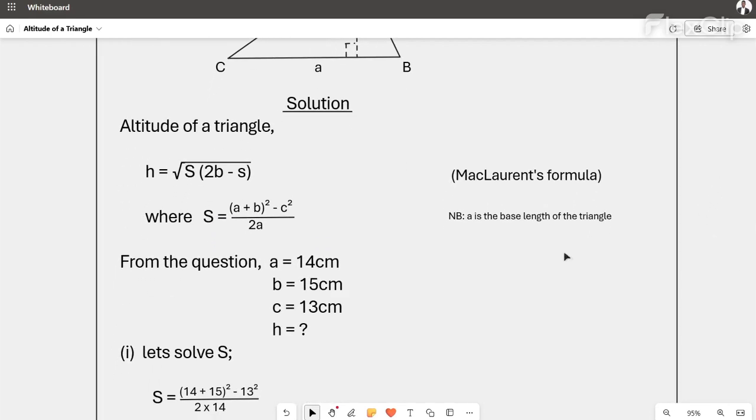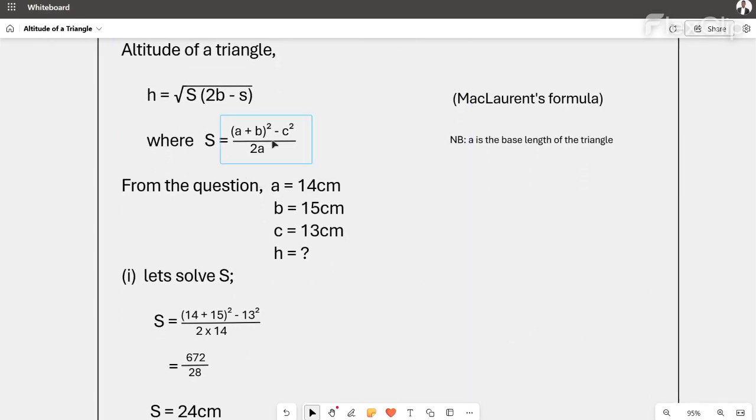Okay, let's move on. From the question, these are the given values: A is equal to 14 centimeter, B is equal to 15 centimeter, and C is equal to 13 centimeter. The value of H is unknown, which we are to find in this video. Since we are going to use S when solving for H, we should first of all solve for S. So let's solve for S.